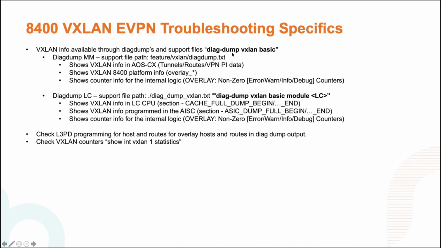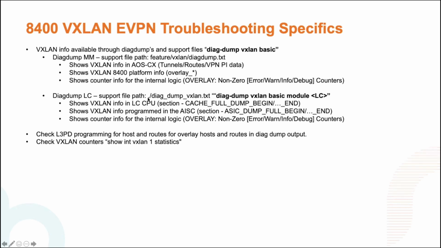The same thing, this is from the MM, or the management module. There is also a line card level support file that will be available in the support tarball, under the LC star.tgz tarball. The file name is diagdump vxlan.txt, and you can also generate that on the CLI using this command.